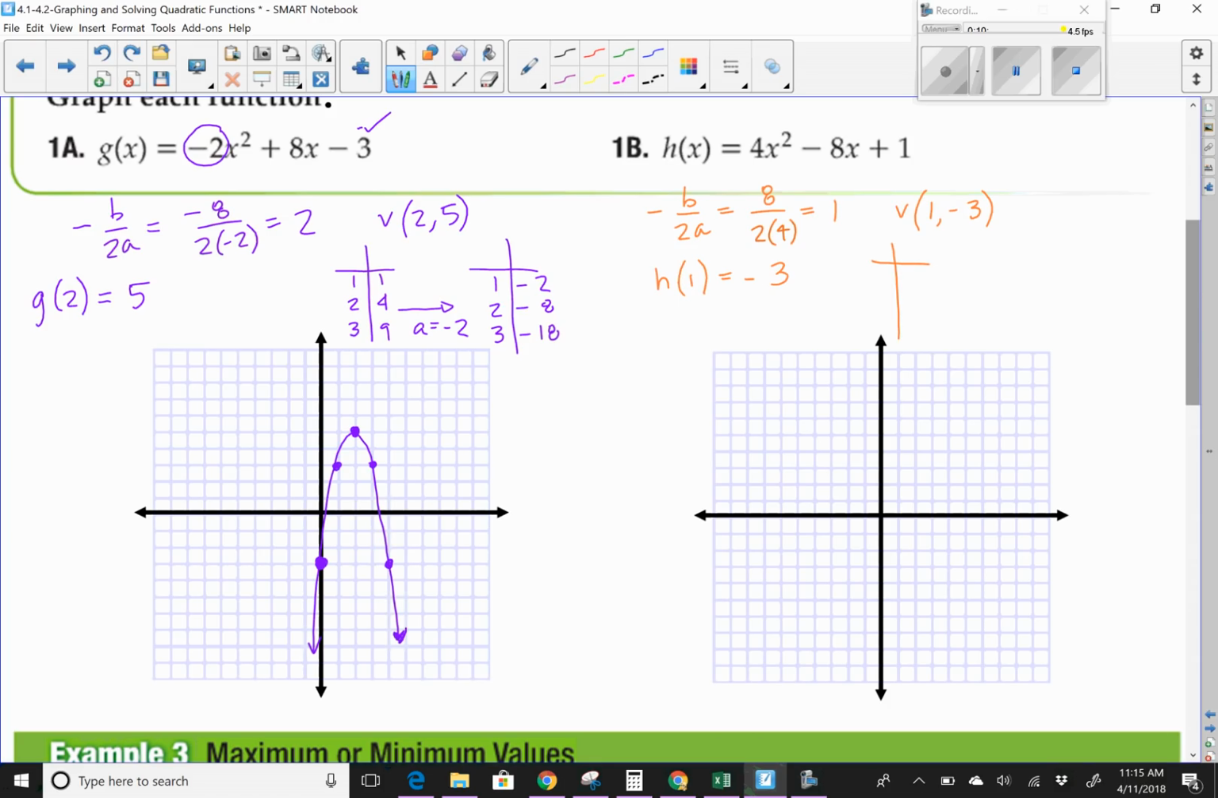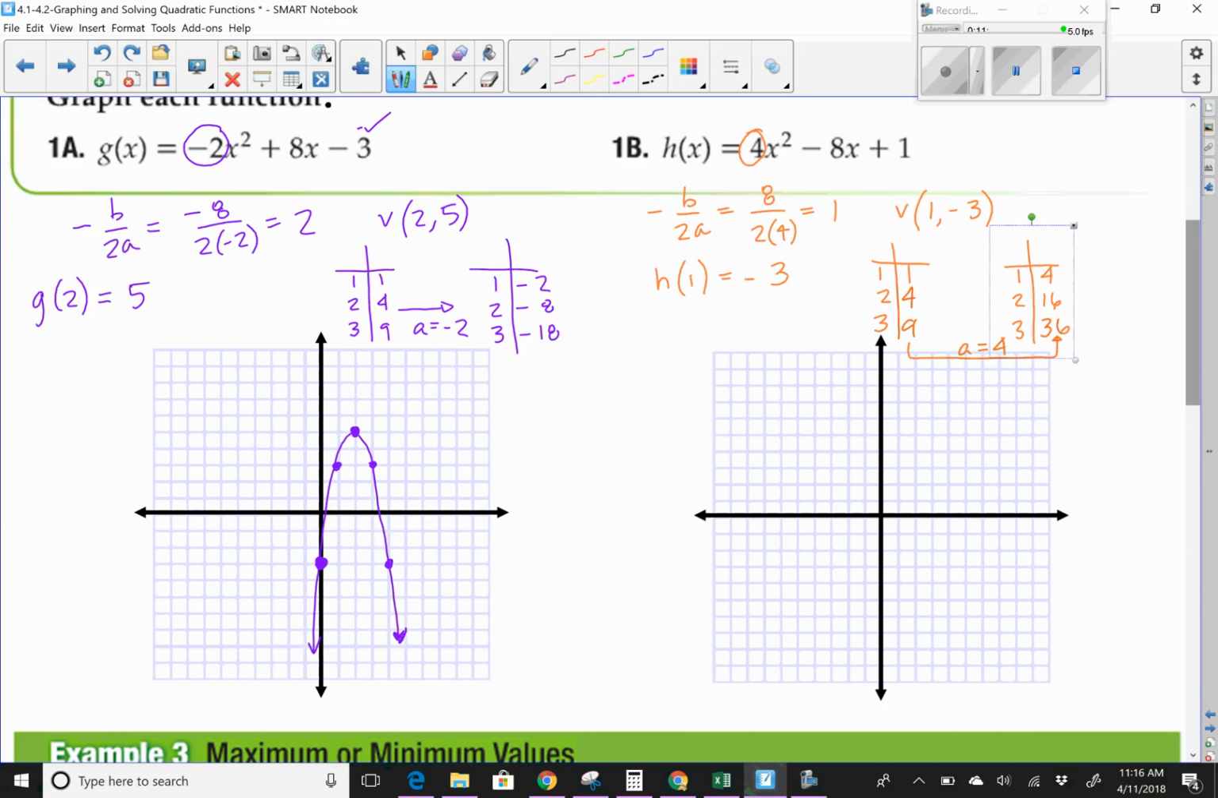So I'm starting off with 1, 2, 3, 1, 4. I gotta figure out why it does that. 1, 4, 9. Now I gotta look at that a value, and that a value is equal to 4. So if it was equal to 1, then I just plot those points. Okay, but that means every one of my y values is going to change. X doesn't change. 1 times 4, 4 times 4, and 9 times 4.